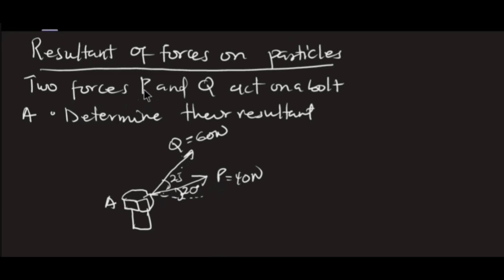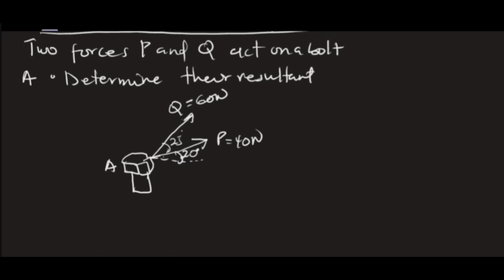So we said two forces P and Q act on a bolt A. So this is the bolt A, and the forces P, 40 Newton, and Q, 60 Newton, act at different angles to the bolt. We should find their resultant. So how do we find the resultant? We have different techniques for doing this. We have the graphical solution where you draw to scale, or where you use the parallelogram law or mathematical formulas.